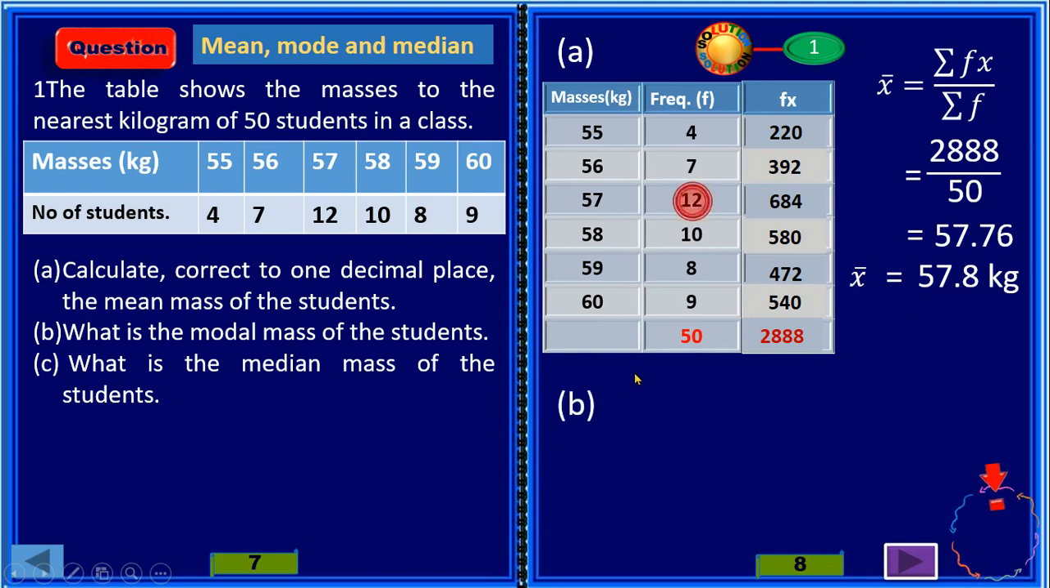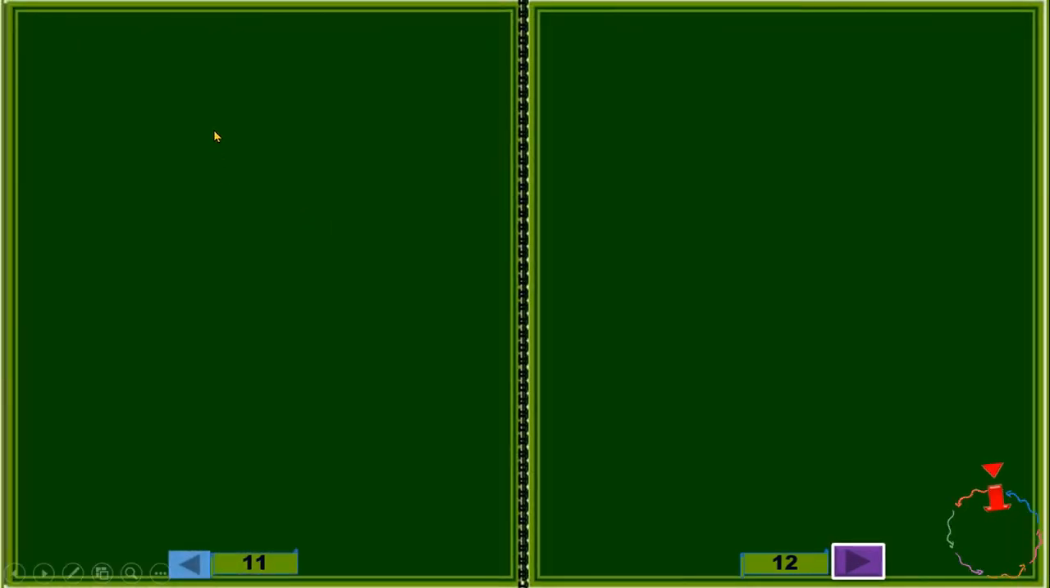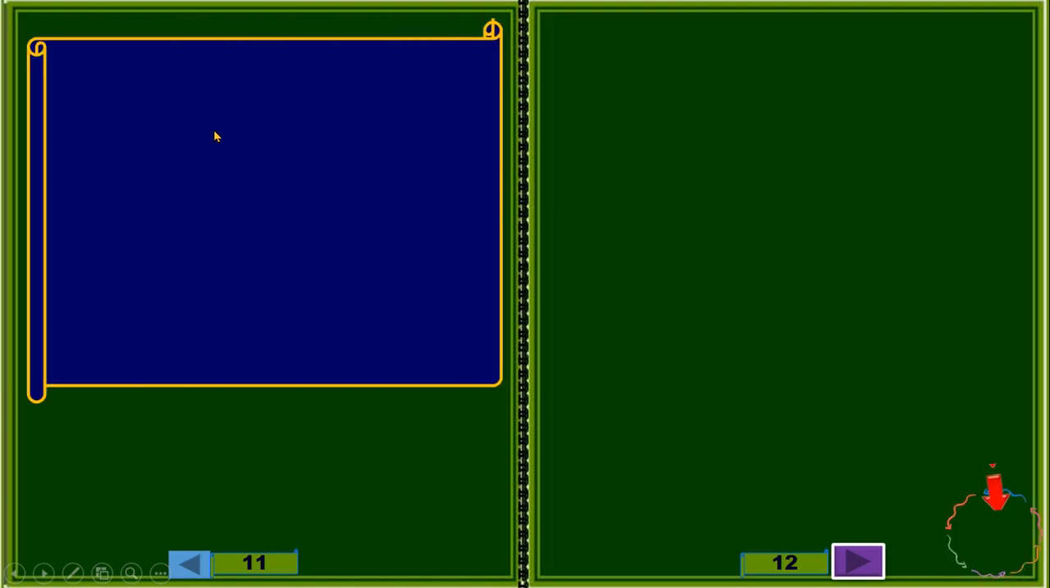The mode. We know that the mode is the mass with the highest frequency or the highest number of students. If you look at the column for frequency, the highest there is 12. Therefore, the mode or the modal mass will be 57 kilogram. The modal mass is 57 kilogram. We are going to go to the next slide now to calculate the median.